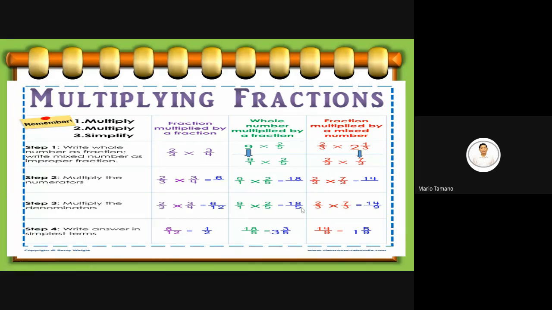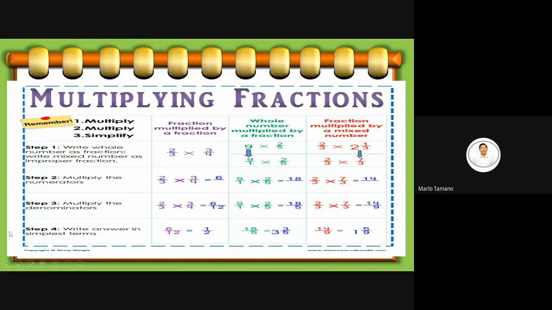Understand? Do you understand? Speak up, please. So let us now proceed to example number 3. A fraction multiplied by a mixed number. So we have here a proper fraction times 2 and 1/3, and that is a mixed number. So a fraction multiplied by a mixed number.